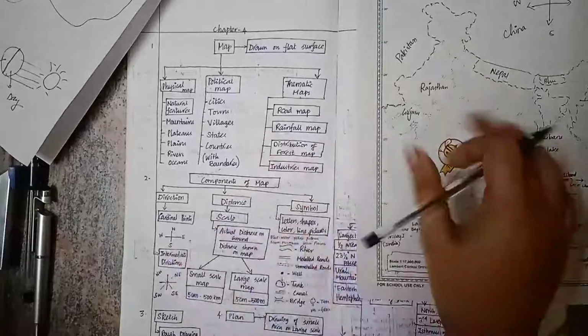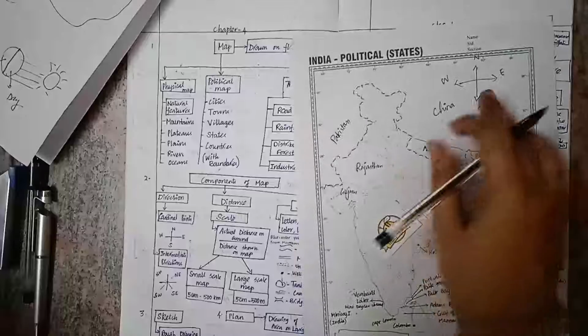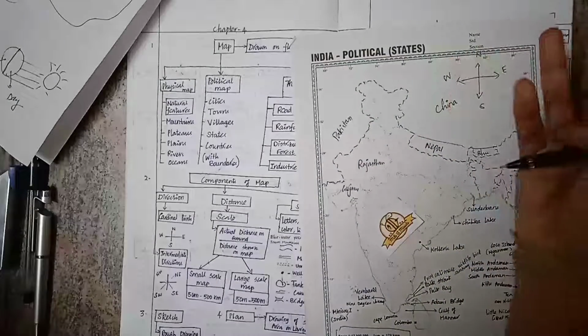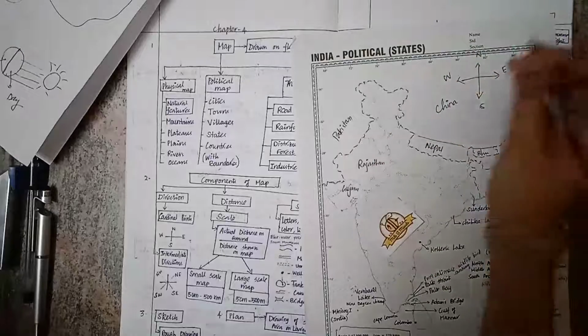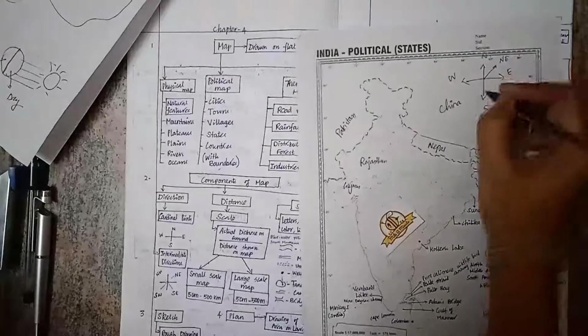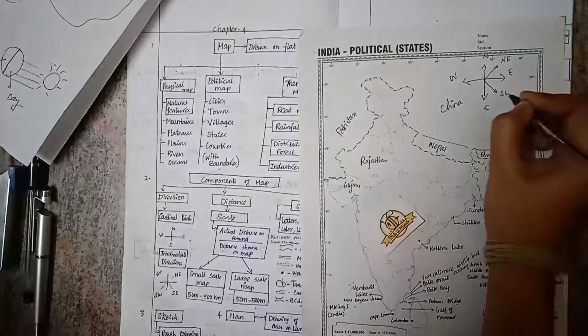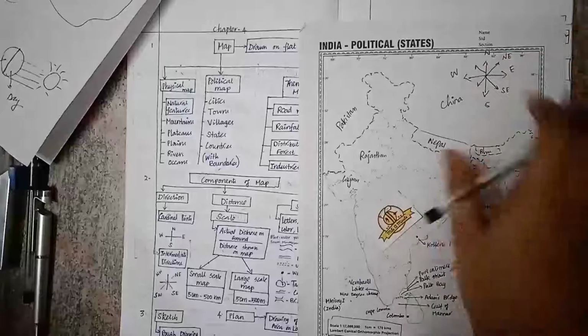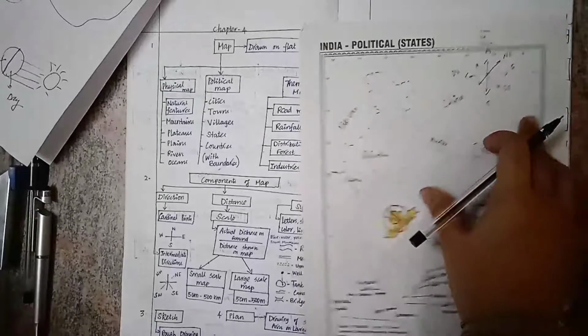Then we also have intermediate directions. What are these intermediate directions? These are the cardinal points: north, east, west and south. And the intermediate directions are northeast, this point is northeast. We have southeast, this is southeast. Here it is southwest, and here it is northwest. These directions are called intermediate directions.